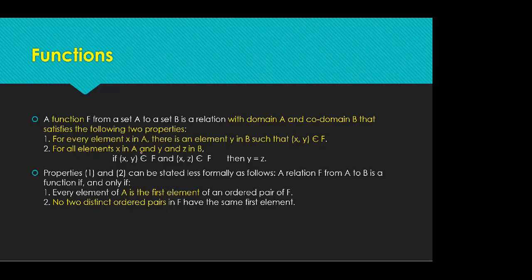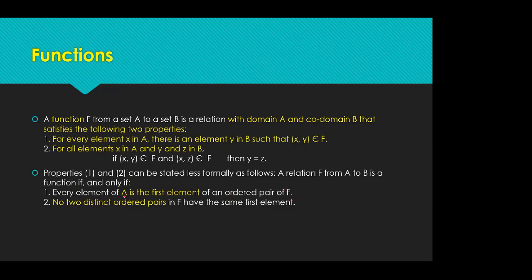For all elements X in A and Y and Z in B, if the ordered pair X, Y is an element of F and this ordered pair X, Z is an element of F, then Y is equal to Z. So properties 1 and 2 can be stated less formally as follows. A relation F from set A to B is a function if and only if every element of A is the first element of an ordered pair of the function.